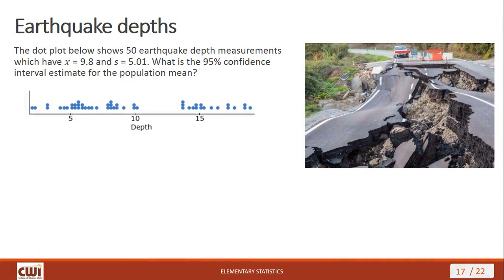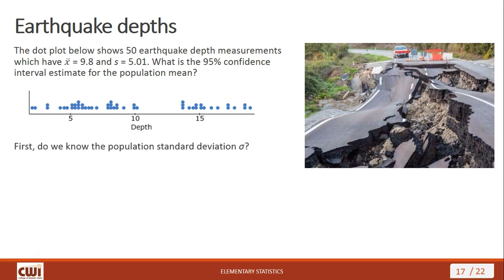Let's look at another example involving the depths of earthquakes. So here we have a dot plot showing 50 earthquake depth measurements, which have a mean value of 9.8 and a standard deviation of 5.01. What is the 95% confidence interval estimate for the population mean?